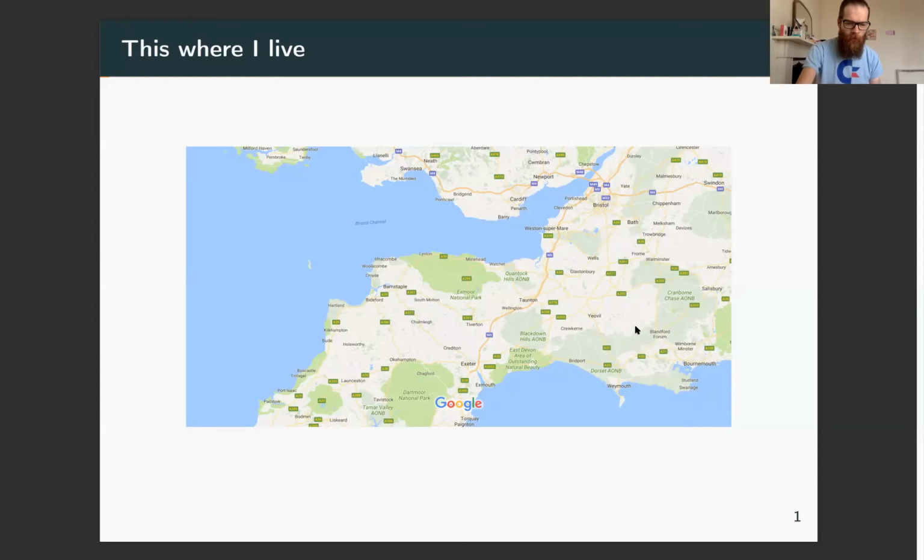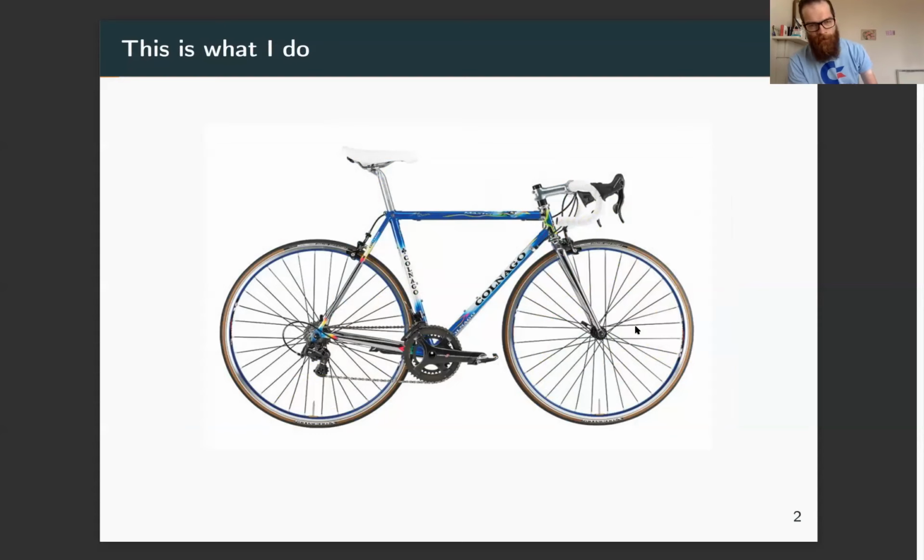So what do I do? Well, what I actually do is that I ride bikes. This is my dream bike. It's a Colnago Master Extra Light. You see the beautiful straight top tube and the chrome straight fork, completed here with a Super Record Campagnolo groupset. All Italian beauty. I do not have this bike, but it is my dream.